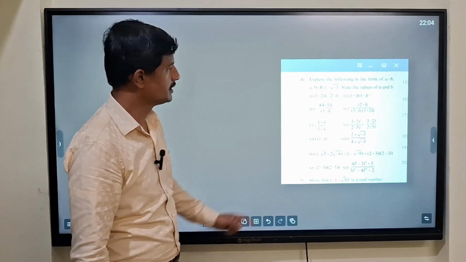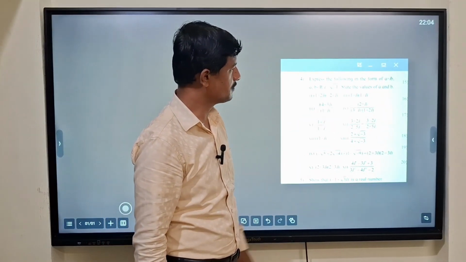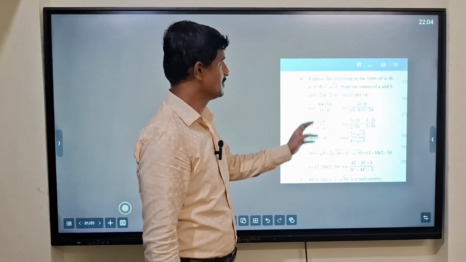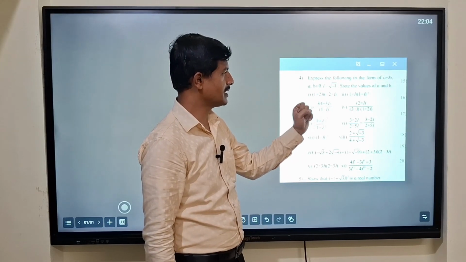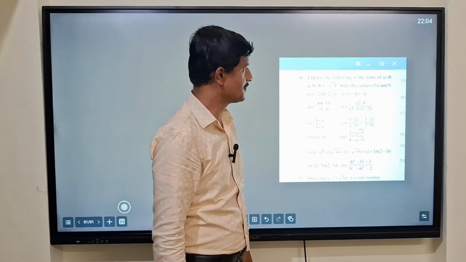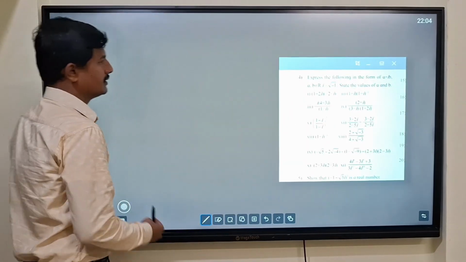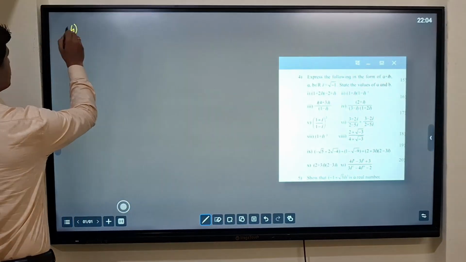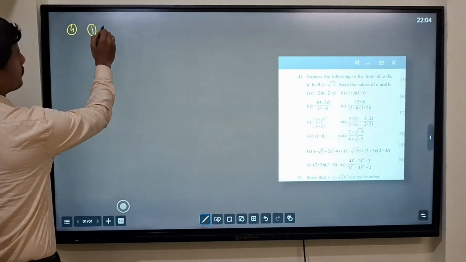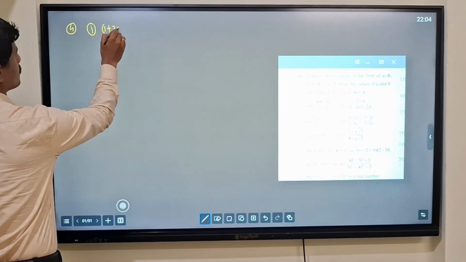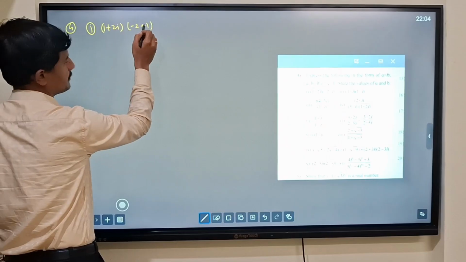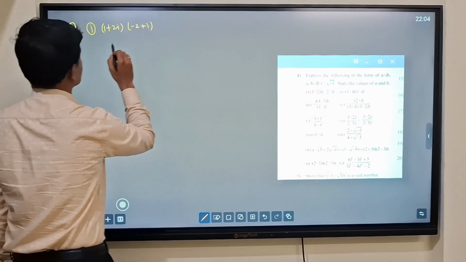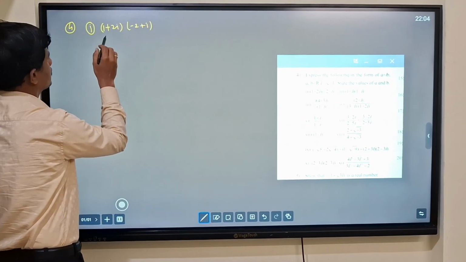Question number 4. Express the following in the form of a plus ib, where a and b belong to real numbers and i is square root of minus 1. State the values of a and b. Then in that, the first one is (1 plus 2i) times (minus 2 plus i). Okay, so just simplify this.